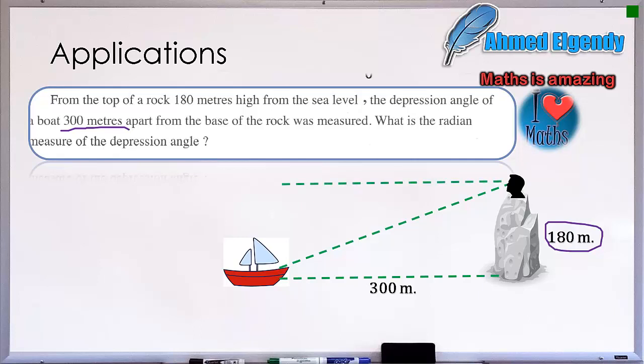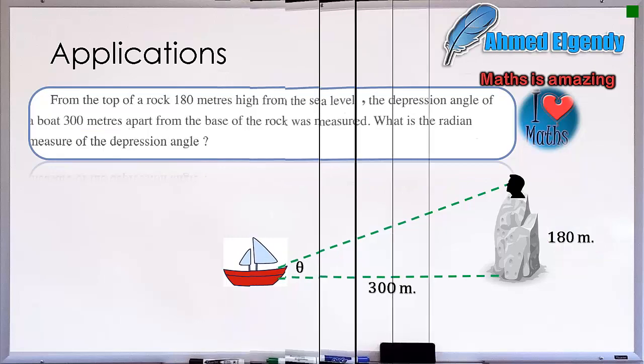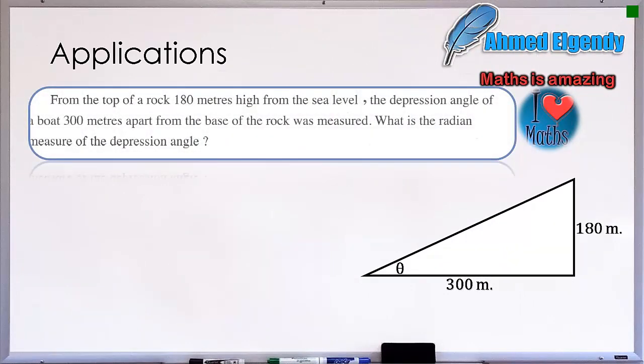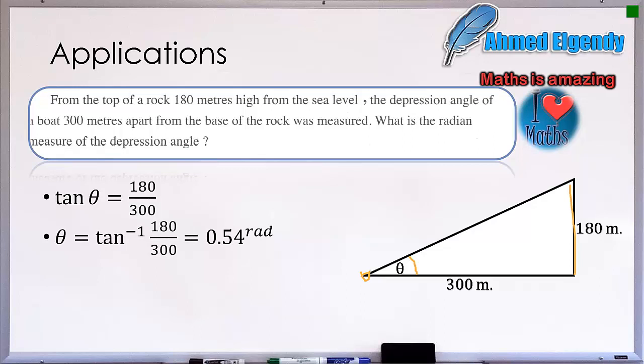To find it, the depression angle will be here. As we said before, we move it to be an elevation angle from the other side. It will be a right angle triangle. Now we have the triangle. This line represents the rock, this is the position of the boat, and this is the unknown angle. To find it, we use tan, opposite over adjacent, 180 divided by 300. The measure of angle theta is tan power negative 1 of 180 over 300, which equals 0.54 radians.